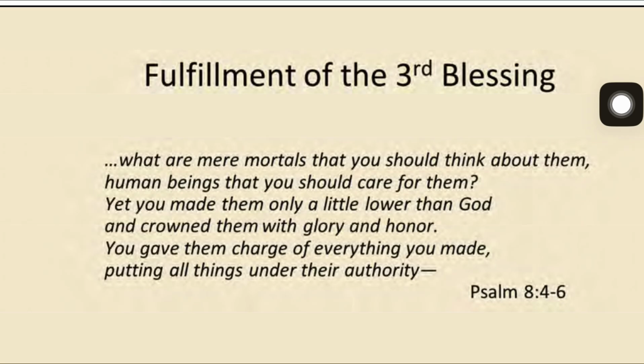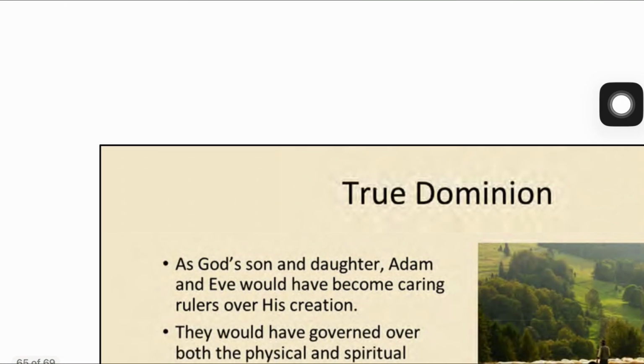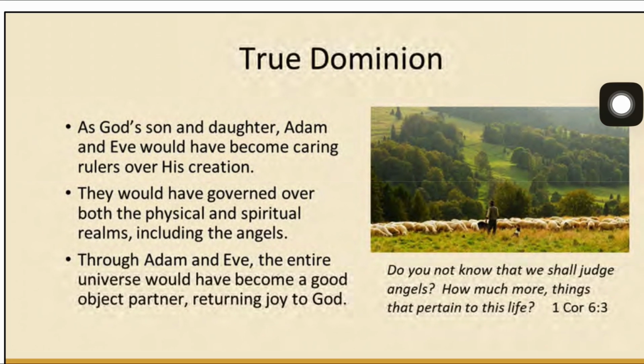And this is the fulfillment of the third blessing that God gave to Adam and Eve from the very beginning. So this is true dominion. As God's sons and daughters, Adam and Eve would have become caring rulers over the creation. They would have governed over both the physical and the spiritual realms, including the angels. Through Adam and Eve, the entire universe would have become a good object partner, returning joy to God.